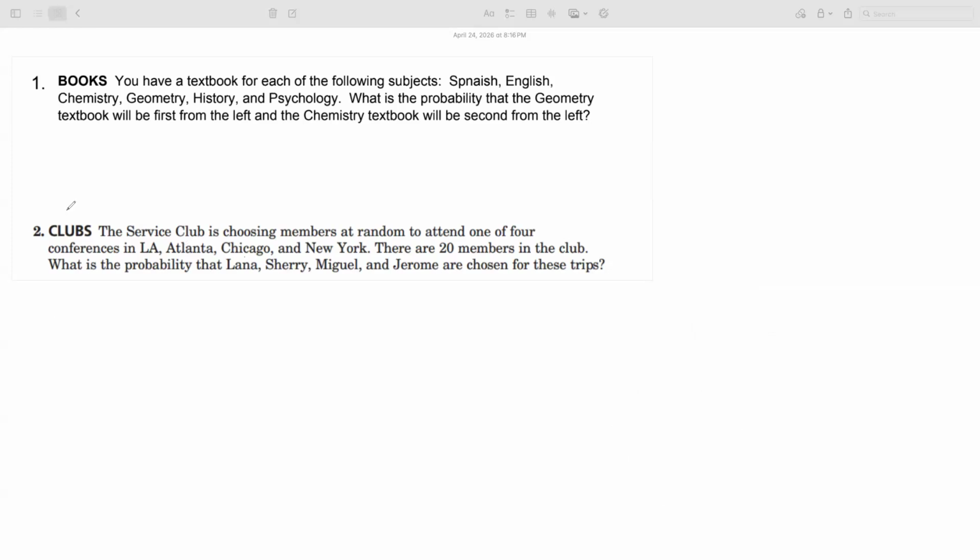So why don't you solve here? This is as well a problem related to permutation. Why don't you do that?